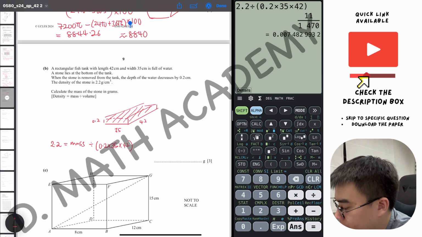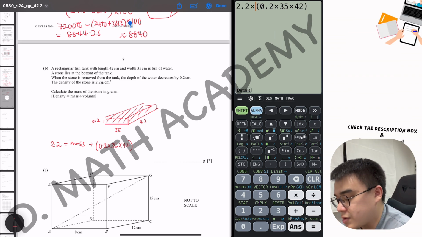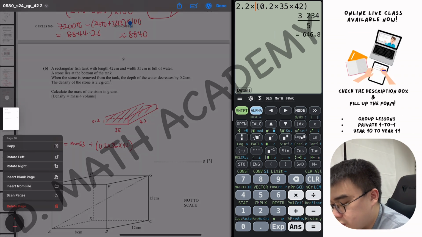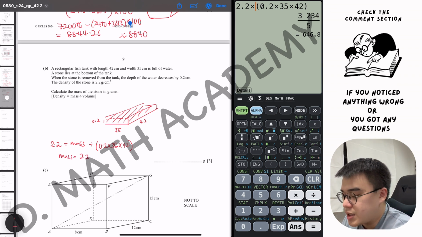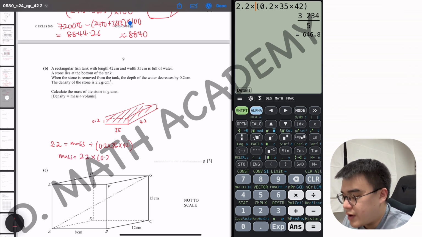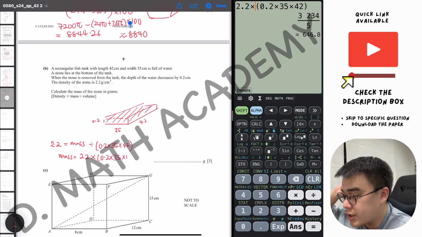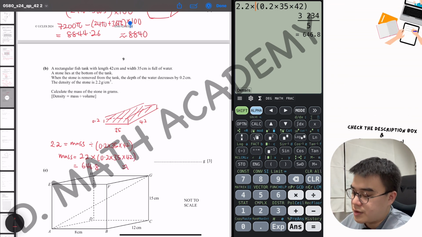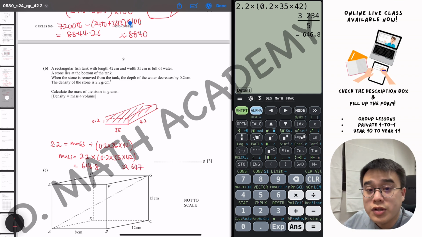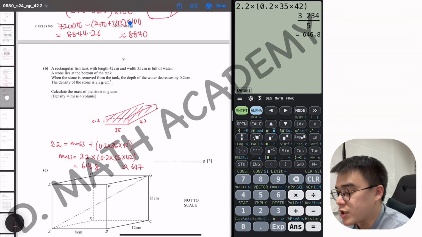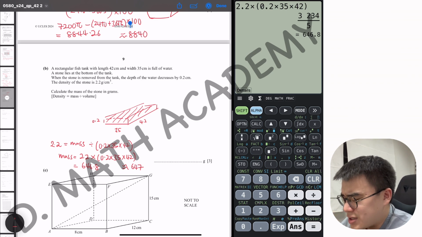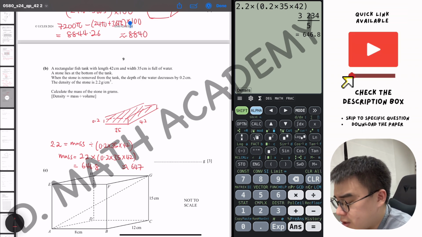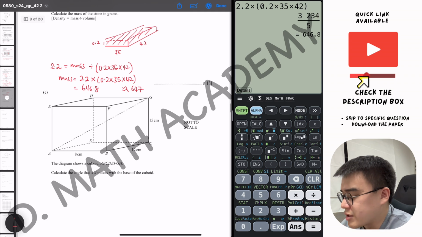When divide shifts to the other side, it is multiply. So mass should be 2.2 times 0.2 times 35 times 42. You get your answer as 646.8, which is approximately 647 if you were to round it to 3 significant figures. This is for question B. It looks very complicated, but actually it's just the generic stuff.